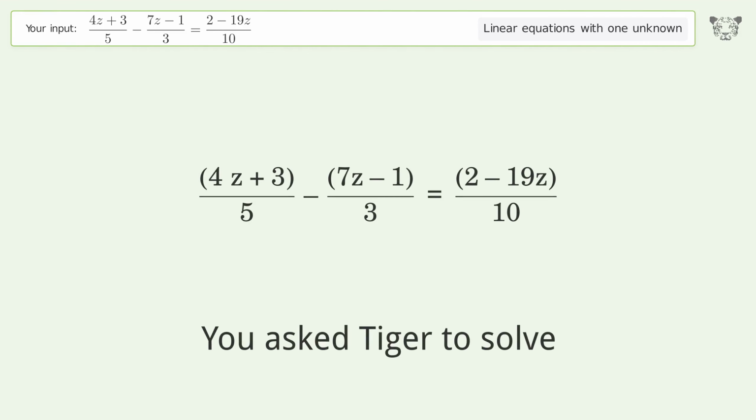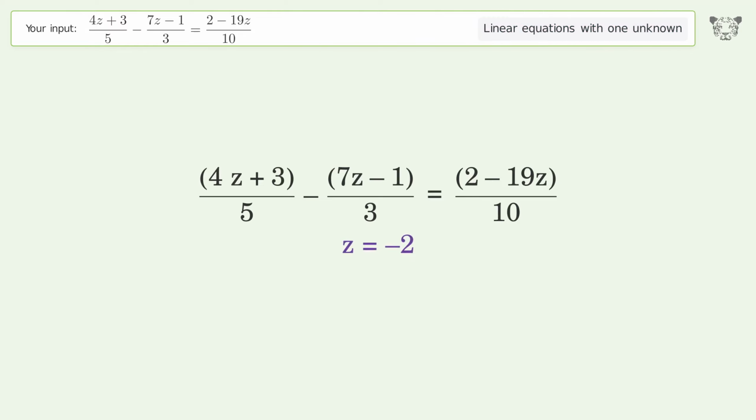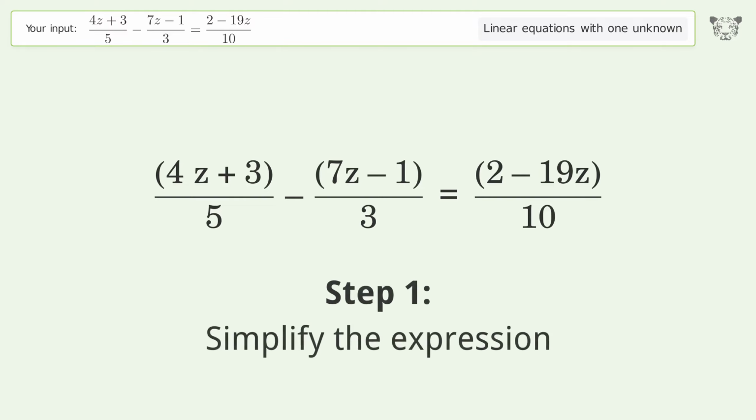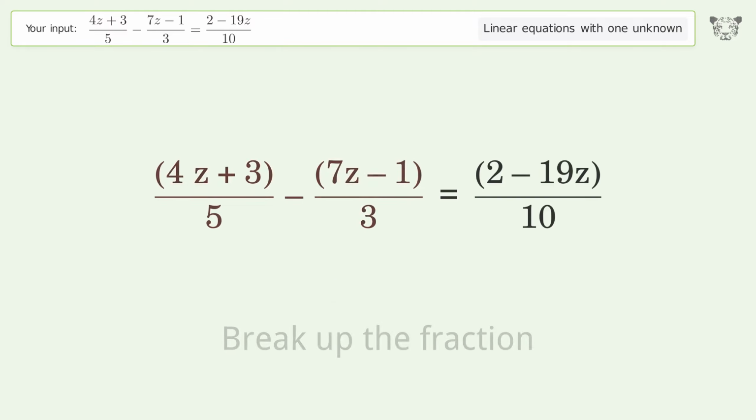You ask Tiger to solve. This deals with linear equations with one unknown. The final result is z equals -2. Let's solve it step by step. Simplify the expression. Break up the fraction.